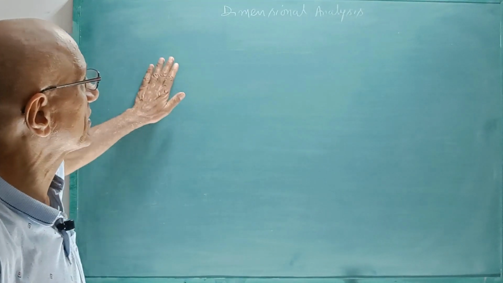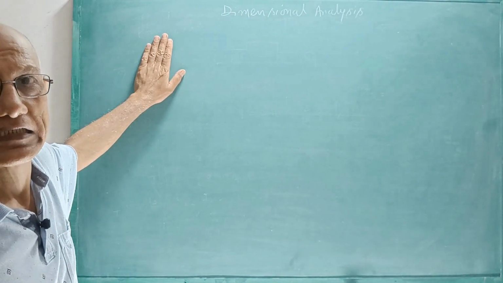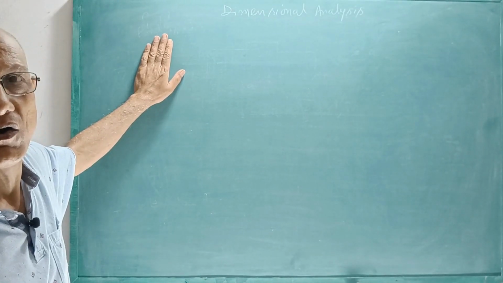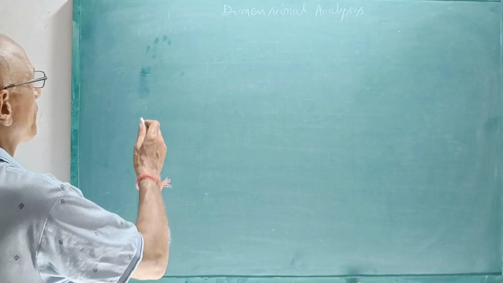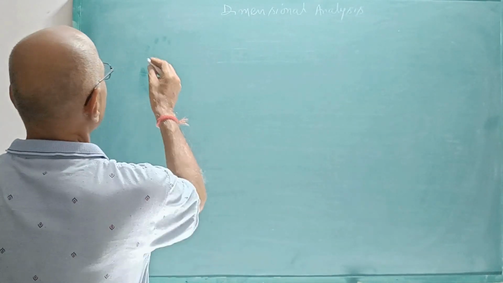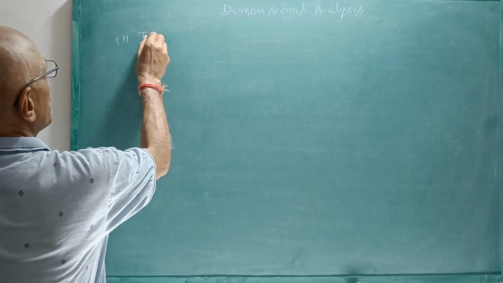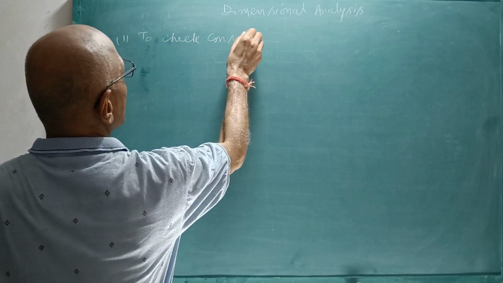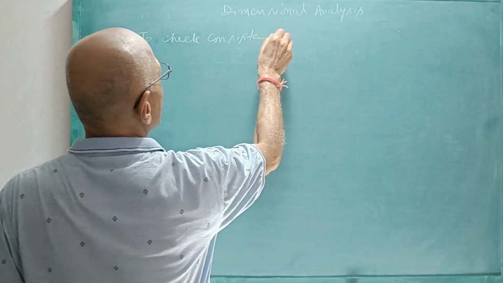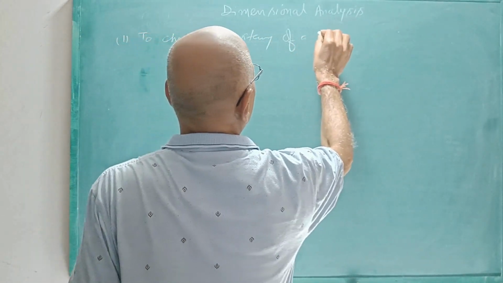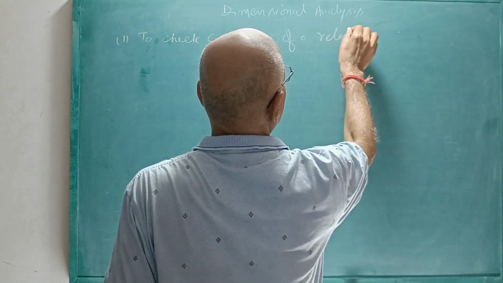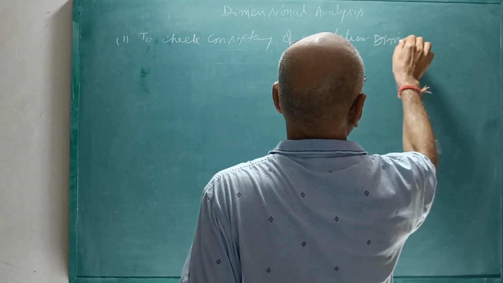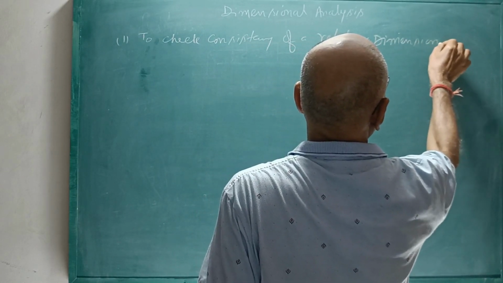I will discuss checking the correctness or consistency of a relationship. So the first application of dimensional analysis is to check the consistency of a relation, that is, dimensionally. What do you mean by dimensionally?